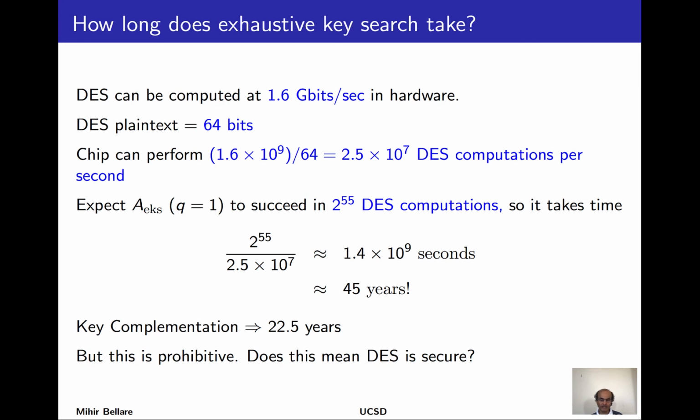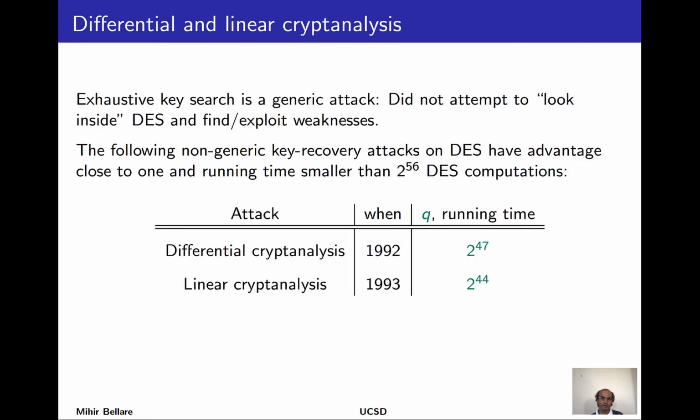Now, there are a few caveats. DES does have a weakness called key complementation, which reduces the search time by 50%. So in fact, it's about 22.5 years. Still, that looks fairly prohibitive. And so maybe we'll start thinking, well, DES is looking pretty secure. But we want to be wary about those kinds of conclusions. And in particular, actually, we know that it's no longer a standard, so there must be some reason for it. So let's think about this a little more.